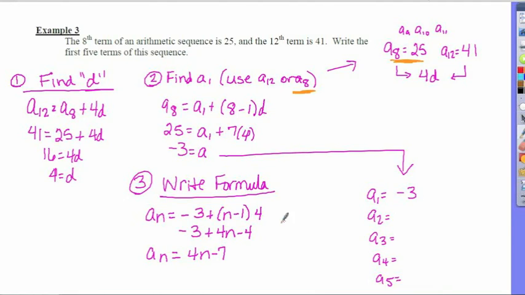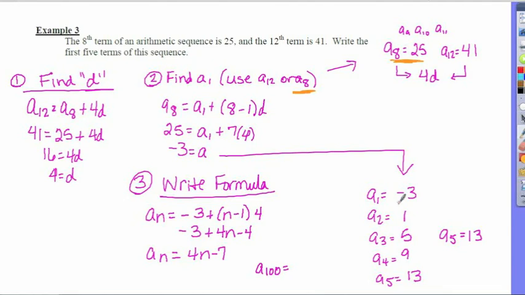Now, do you really need to plug in 1, 2, 3, 4, and 5 right here to figure out the first 5 terms? No, because negative 3 is the first term, and if your difference is 4, all you're going to do is add 4, add 4, add 4, and add 4. Just in case this is getting cut off by the screen, I'm going to write A5 over here, because sometimes that gets cut off on the bottom of the screen. So A5 is 13.